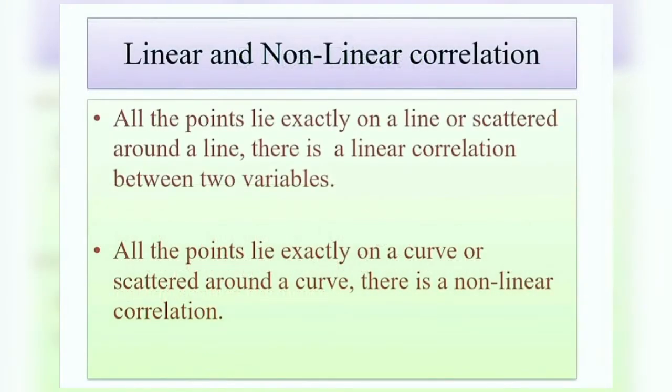The next one is linear and non-linear correlations. The linear and non-linear correlations depend upon the scatter diagram. First of all, the linear correlation. In the linear correlation, all the points lie exactly on a line or around a line in the plotted graph sheet. That is called linear correlation. The next one is the non-linear correlation. In the non-linear correlation, all the plotted points on a graph sheet lie exactly on a curve or around a curve, that is called non-linear correlation.